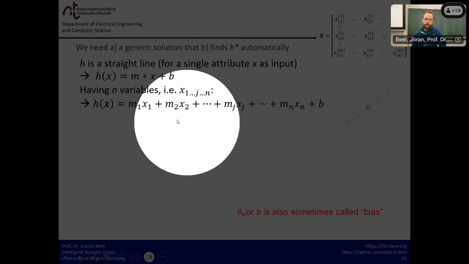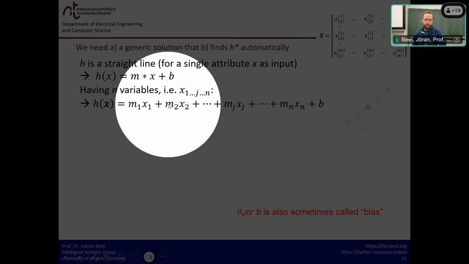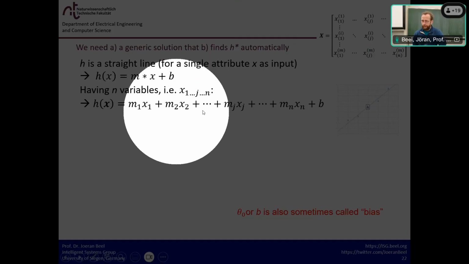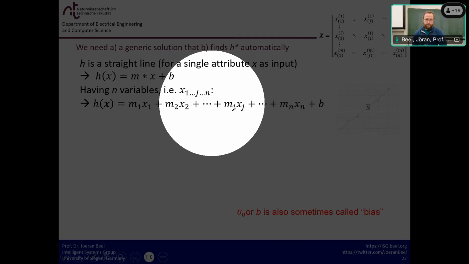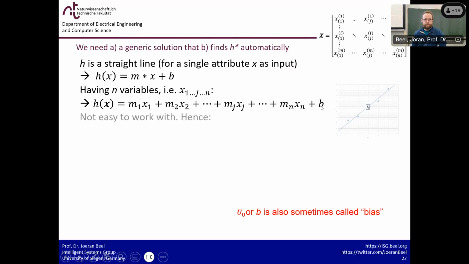So that if you have two variables, that would be a plane in a two-dimensional space. You have m1 multiplied by x1 plus m2 multiplied by x2, and so on and so forth, and in the end, plus b. With this function, of course, we want a generic solution for an n-dimensional space, not just for a 1 or 2 dimensional space.